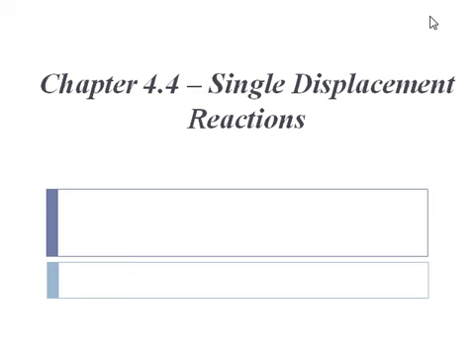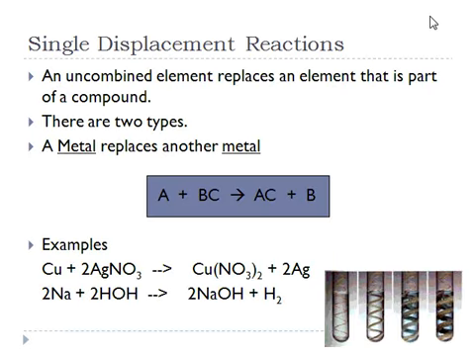Our third and last video for this unit talks about our last two types of reactions. So we're going to start with single displacement reactions, and then we're going to look at double displacement reactions. The definition of a single displacement reaction is where you have an uncombined element replacing an element that is part of a compound. And there are two types that we're going to look at.